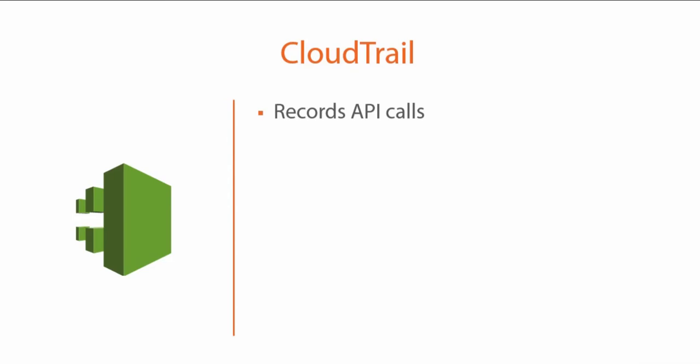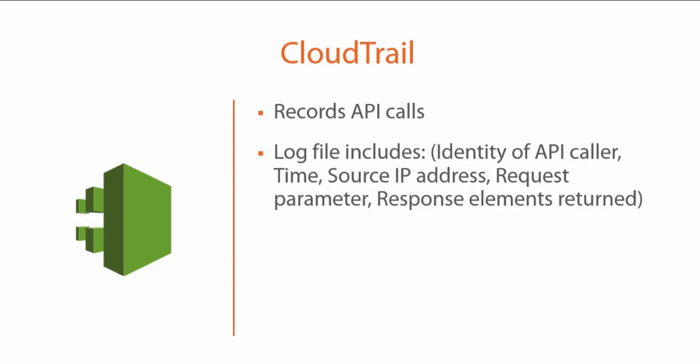So it records all API calls that happen in your account. Now, when I say all, I mean everything, right? So the identity of the API caller, who did this API call, the time the API call was made, the source IP address of the API call, what are the parameters that this API call requested, right? What were the response elements that were returned? So what did the API return as far as response elements? What did it give back to that user or to that requester? So very powerful information that it logs for you here.